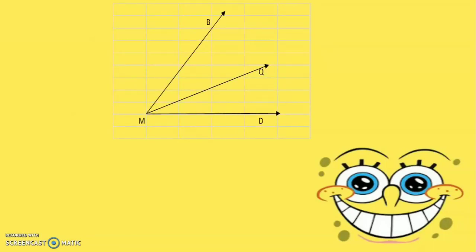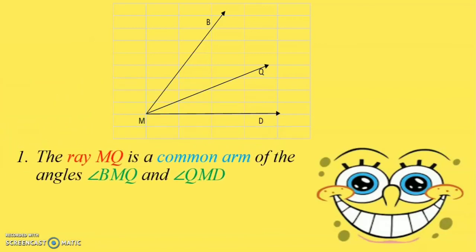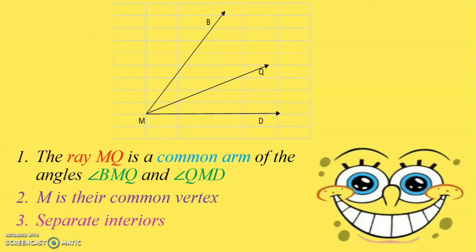In particular, check this angle BMD. First, it has a ray MQ, which is a common arm of angle BMQ and angle QMD. Second, M is their common vertex. And third, it has separate interiors. And so angle BMQ and angle QMD are adjacent angles. That is, they form a pair of adjacent angles.